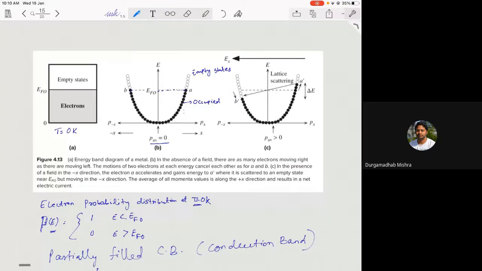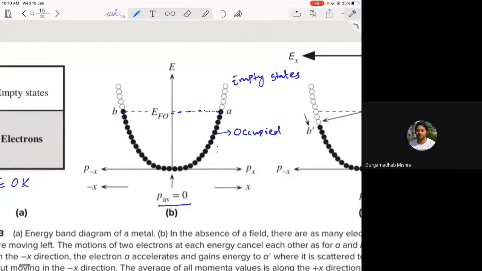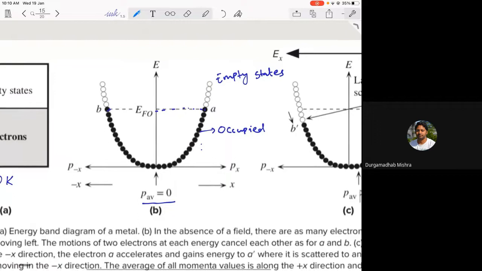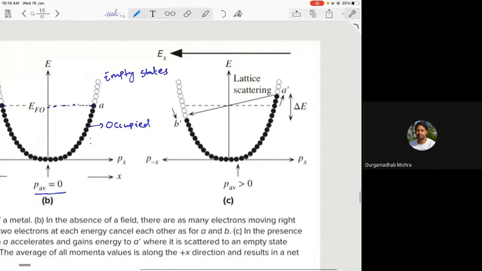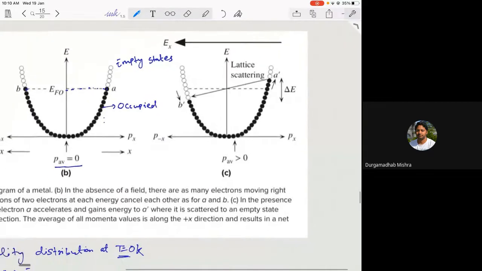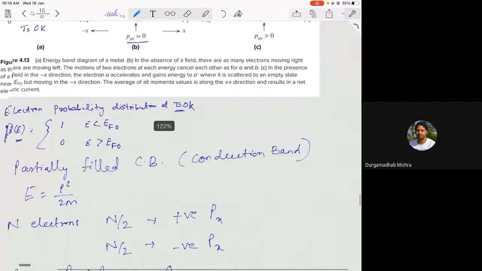So that means when you have no electric field, the situation looks like this here. You have exactly half of the electrons with positive momentum and the other half with negative momentum, and therefore the net momentum is 0. Now what happens when you are applying an electric field E? In that case, some electrons will get accelerated and some electrons will be decelerated, and that means some electrons will gain energy and some electrons will lose their energy.